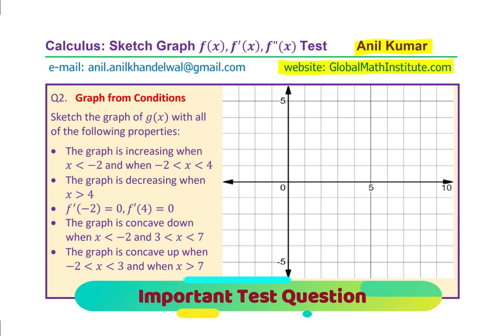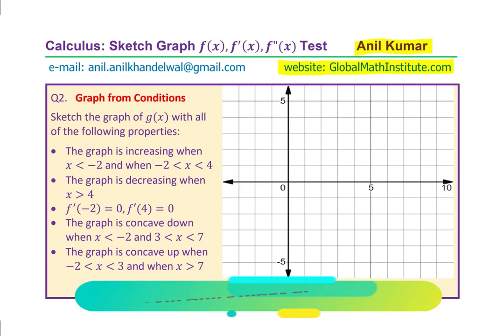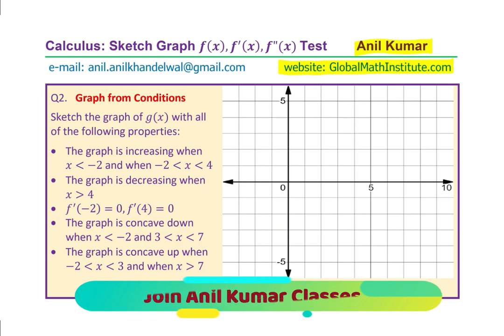The derivative of the function at minus 2 is 0 and the rate of change of the function at 4 is also 0. That means they have horizontal tangents at these points. The graph is concave down when x is less than minus 2 and when x is between 3 and 7. The graph is concave up when x is between minus 2 and 3 and when x is greater than 7.